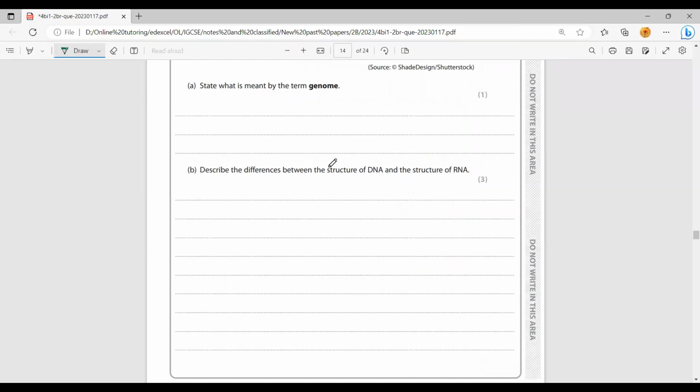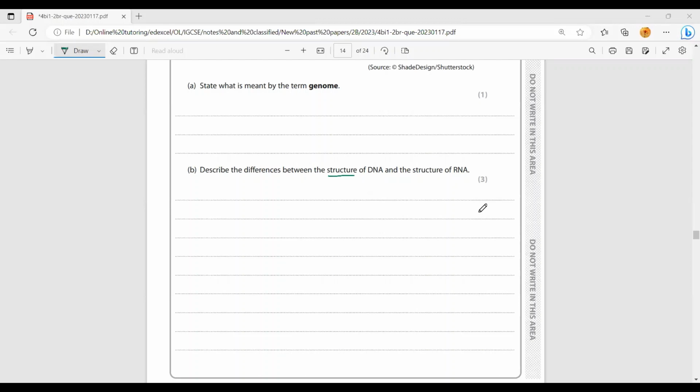Describe the differences between the structure of DNA and the structure of RNA. Salma Emad, focus on the structure, not the function. Your voice is very low, raise your voice. Do I speak about one of them or both of them? You say DNA, and you can say but this in RNA. Okay, DNA has a double helix structure. RNA has a single strand structure.